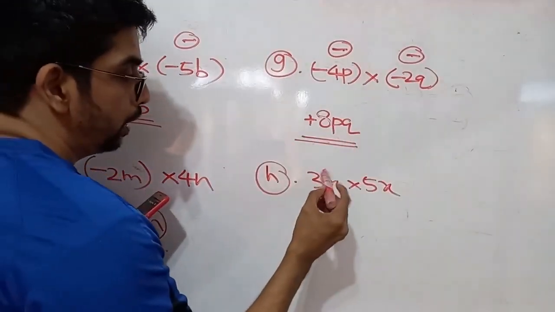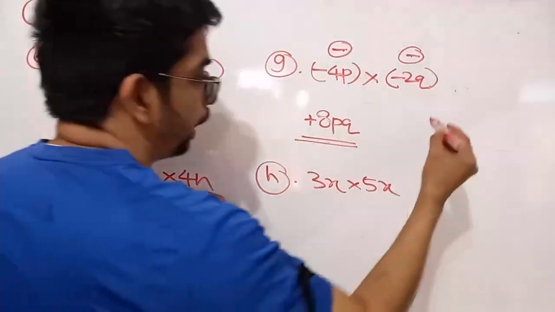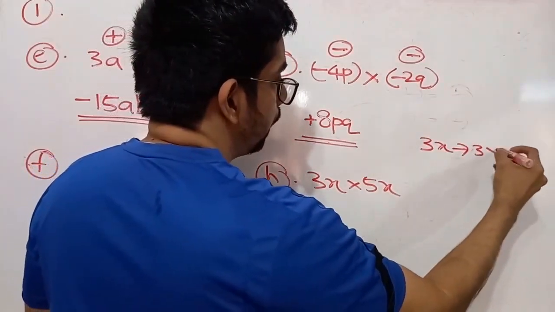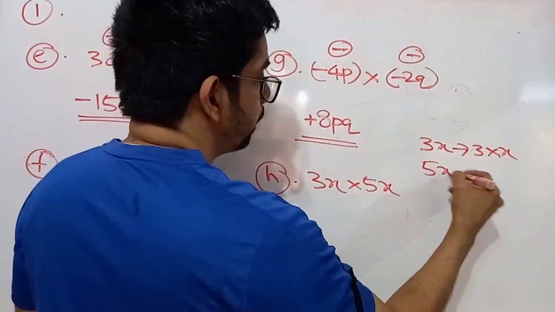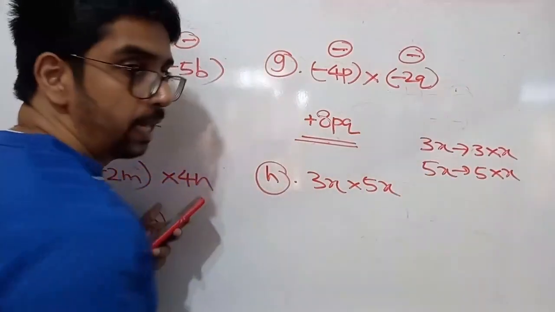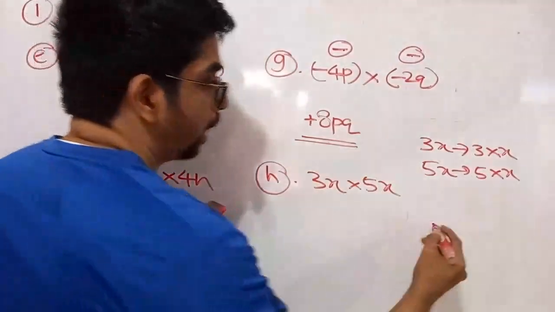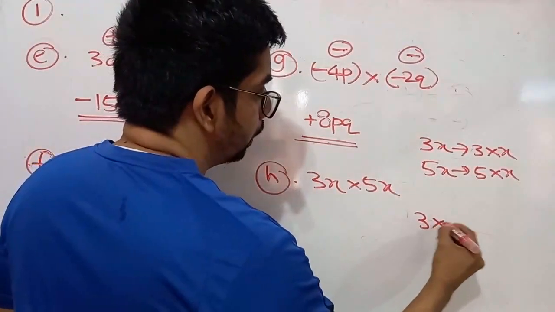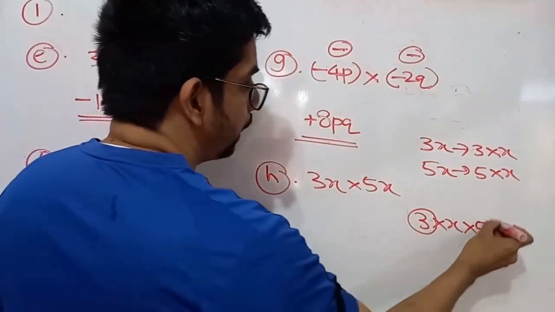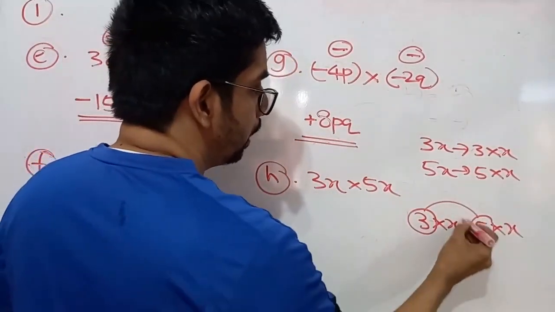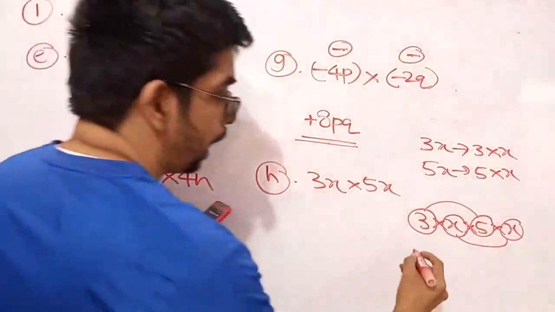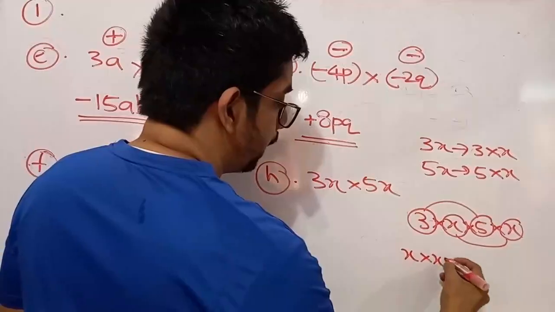Right? So here, let's expand this a little. So 3x, this is 3 times x. 5x, this is 5 times x. Now there is a multiplication of these two. So we can write it like this: 3 times x, 5 times x. Then 3 times 5, that is what? 15. X times x, that is what? X squared. Right? Always remember x multiplied by x, we get what?